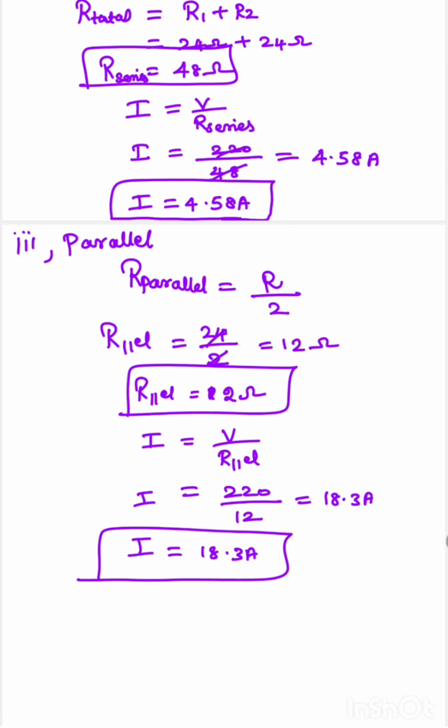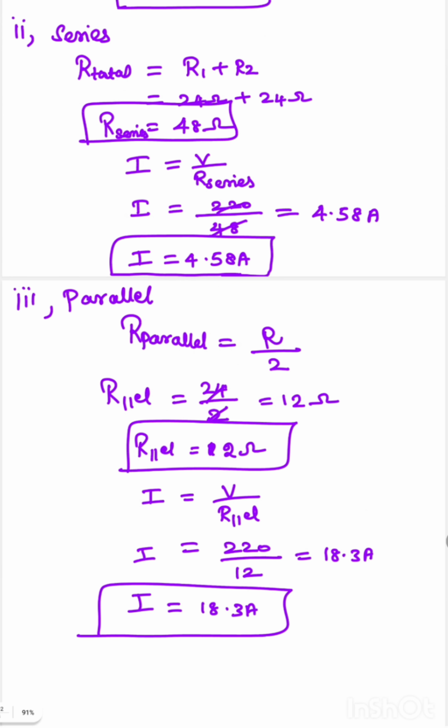So if you compare this, the series has low current, that is 4.58 amp, because the resistance is increased here. But in parallel, the current is higher because the resistance is decreased here, that is 12 ohm. Thank you.